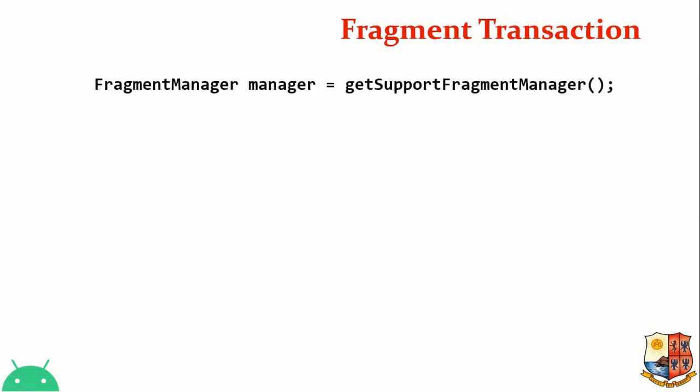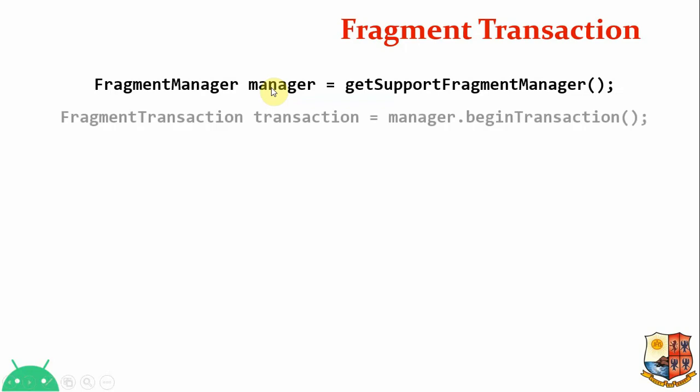First line, you create a manager using FragmentManager manager equal to getSupportFragmentManager. That's all. Now you have created an object of the manager. Next line is very simple. Create a transaction, begin the transaction using the manager object. FragmentTransaction transaction equal to manager.beginTransaction.